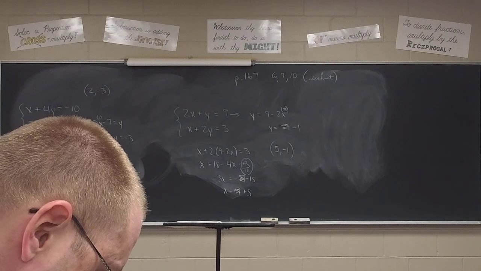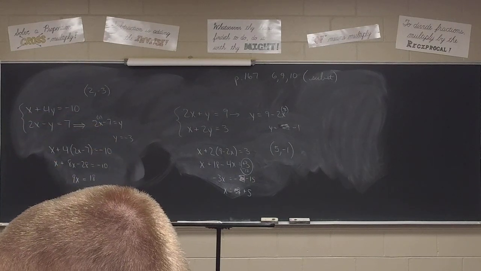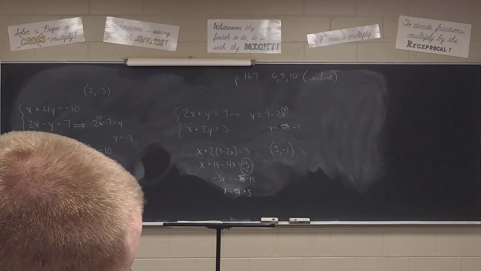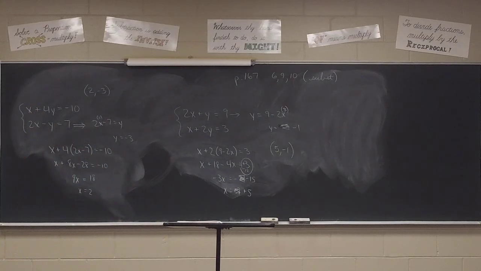-2y plus 3 plus y. Right here, -4y, positive y gives -3y, which gives me y equals -1, which, when you plug it back in, would have given you the 5.